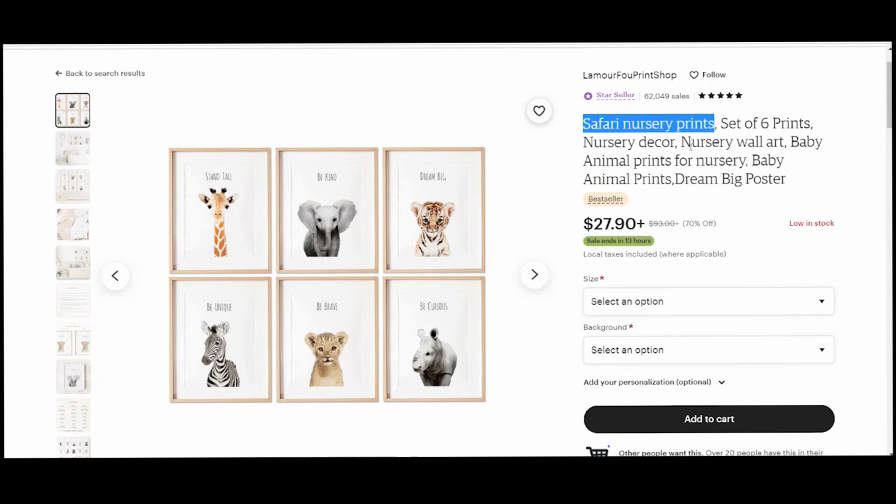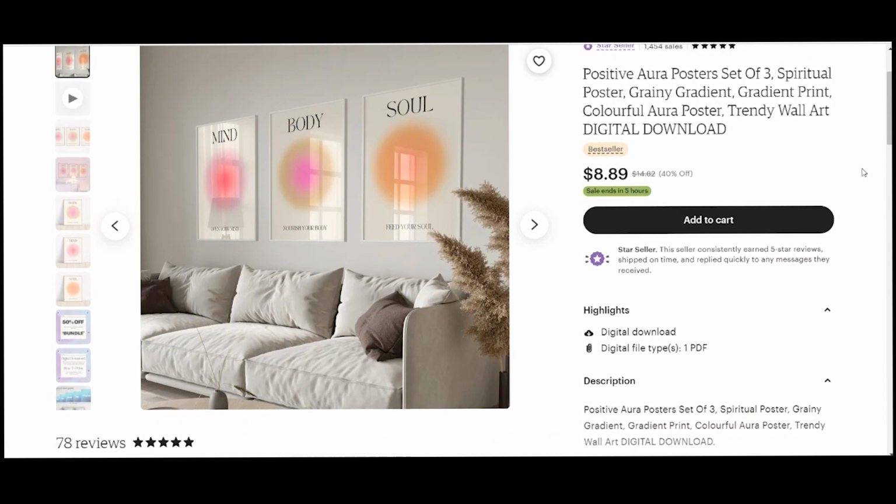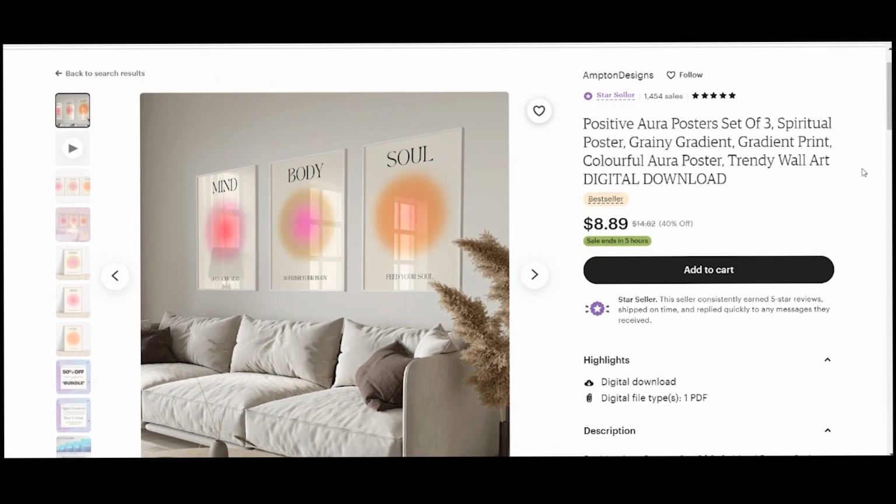So this is not a particular niche, but I want to outline that within any niche with these keywords, you will see that the whole competition is as low as possible. So poster set of 3. It could be 4, it could be 5, it could be 6, up to you, really depending on your idea of design which you could create. But this is really, really important.